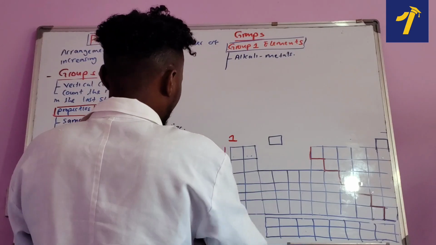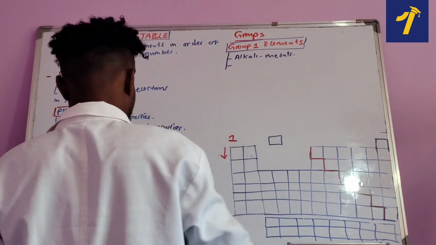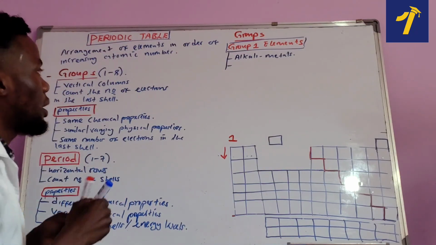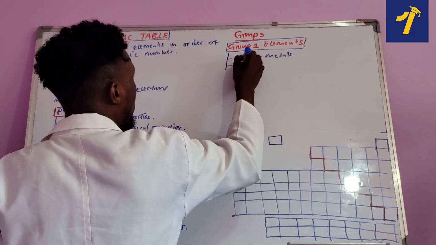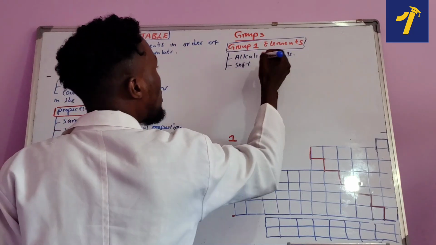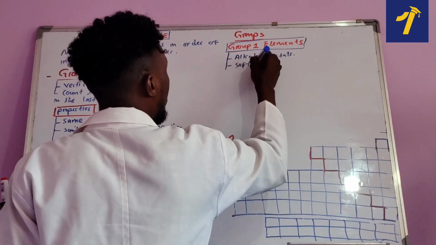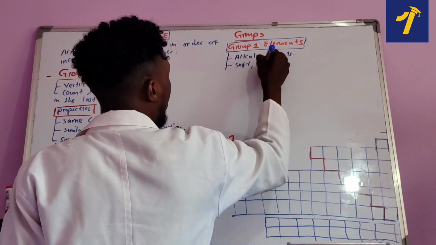Now, what is the other property? Group 1 elements, the other property is they are very, very soft, and they can be easily cut by a knife.